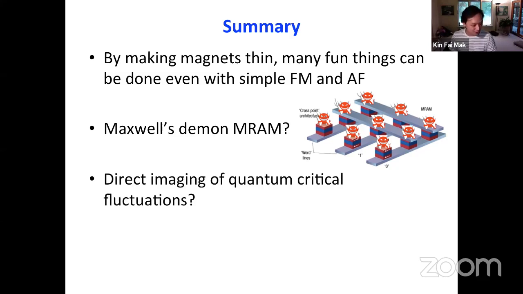And there are also some interesting questions that can be raised, for instance, direct imaging of quantum critical fluctuation. Maybe we can use some gate voltage or magnetic field to cause a quantum phase transition, and can we directly image or see this spin fluctuation near a quantum critical point? So these are interesting questions to be answered in the future. Okay, I can stop now and am happy to take more questions.